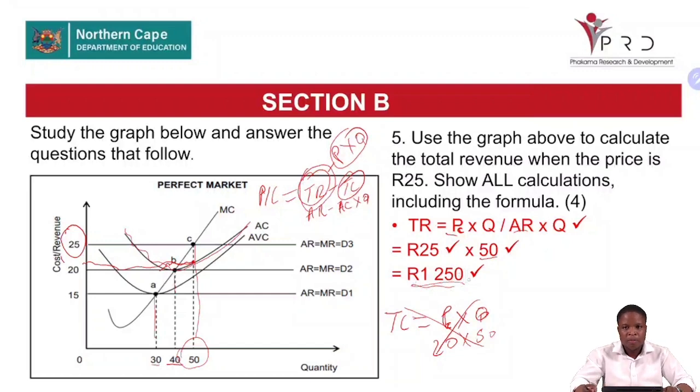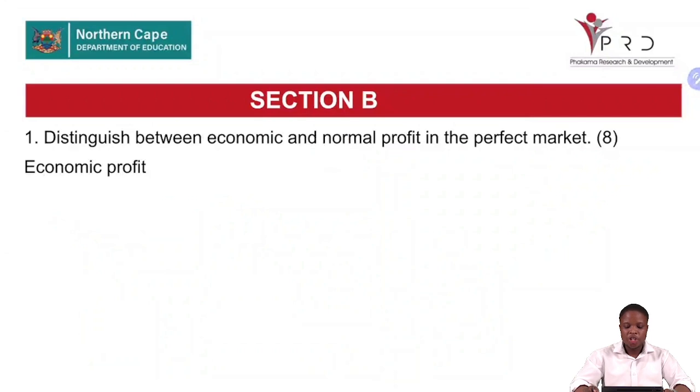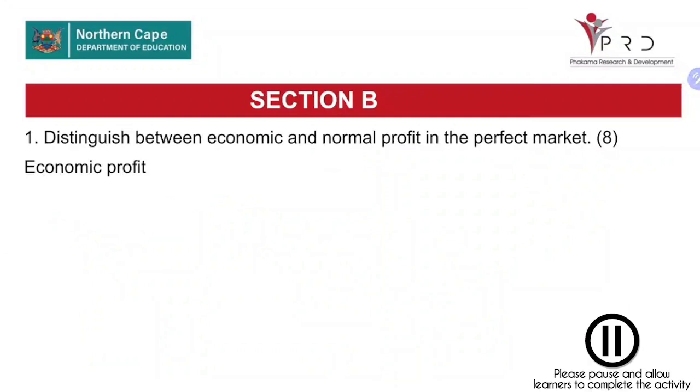Right, grade 12. Now we're moving to middle order questions. That is your 2.4 kind of question. Distinguish between the economic and normal profit in a perfect market. This is an 8-mark question. So you need to give 2 points for economic profit and 2 points for normal profit in sentences. Right, grade 12, you have 5 minutes to complete this one. Then we look at your answers.